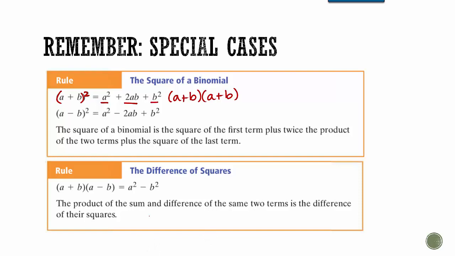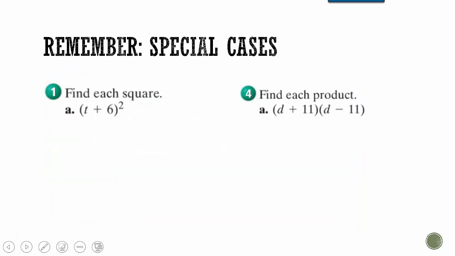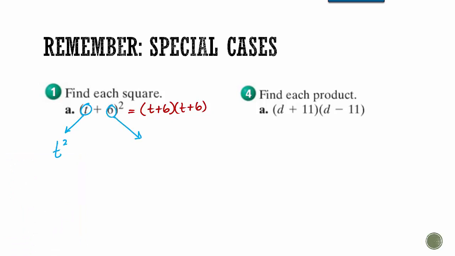So if we do one like this, we can rewrite it like (t + 6) times (t + 6) and double distribute, or we could use the rule that says take this and square it, take this and square it, and then multiply these guys together, so t times 6, and double it. So this turns into t squared plus 12t plus 36. And if we double distribute, we would have ended up with exactly the same thing.